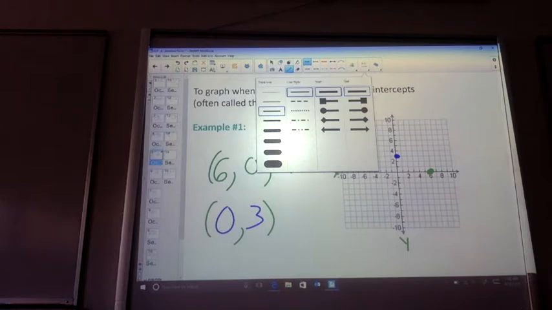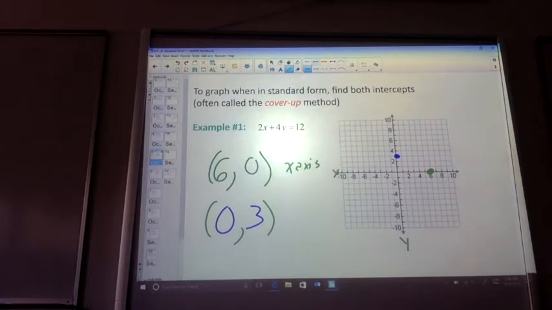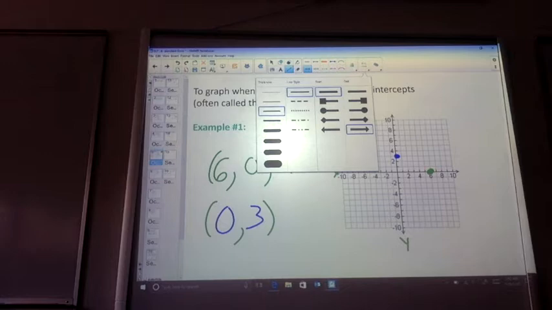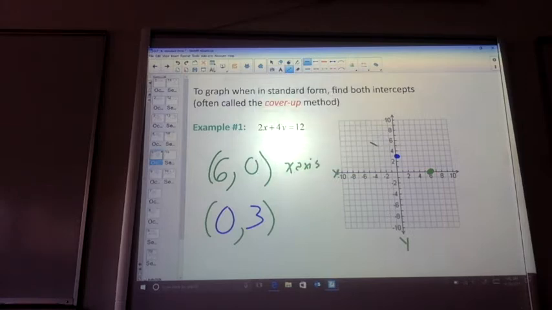So where's my arrow? Looks like I don't have fun materials. All right, so it goes right through them. Put an arrow on each end because it goes forever and ever.